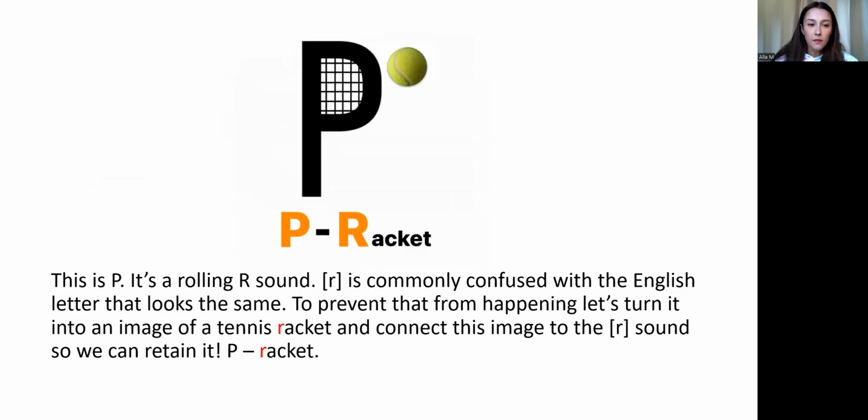This is R. It's a rolling R sound. R is commonly confused with the English letter that looks the same. To prevent that from happening, let's turn it into an image of a tennis racket and connect this image to the R sound so we can retain it. R as in the word racket. R, racket. So that's how we use the mnemonics. And right here, you have this beautiful image of a tennis racket. R, that's the rolling R sound.